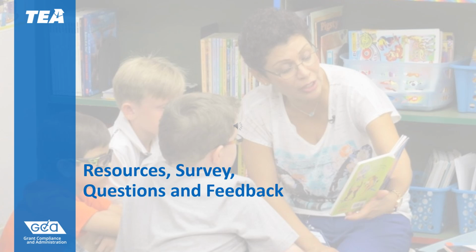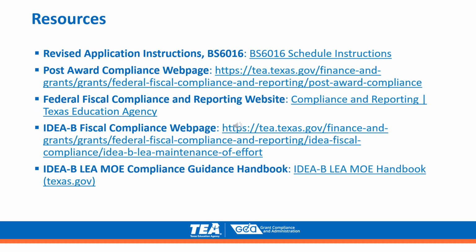We'll now be covering some links to valuable resources. You'll see on this resources page that there's a link to the revised application instructions for the BS 6016. I highly encourage you to review those instructions prior to filling out that schedule on the Special Education Consolidated Federal Grant application. These instructions are also accessible through the eGrant system when you're filling out the application.